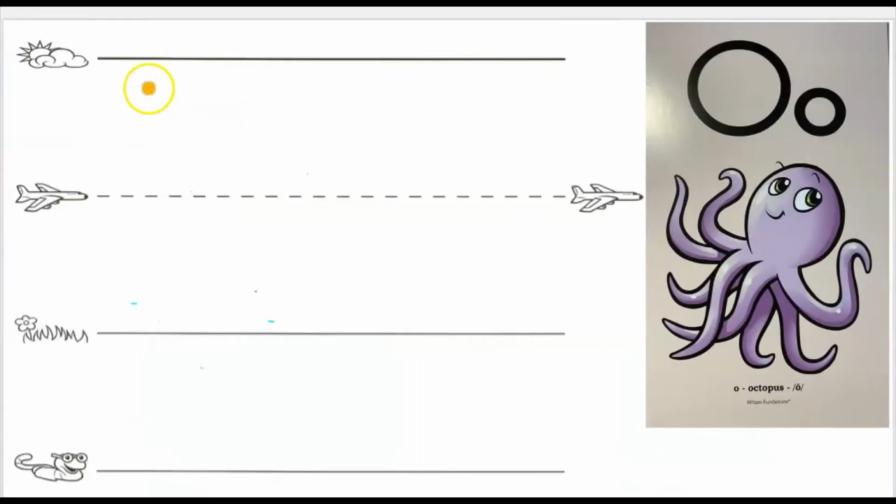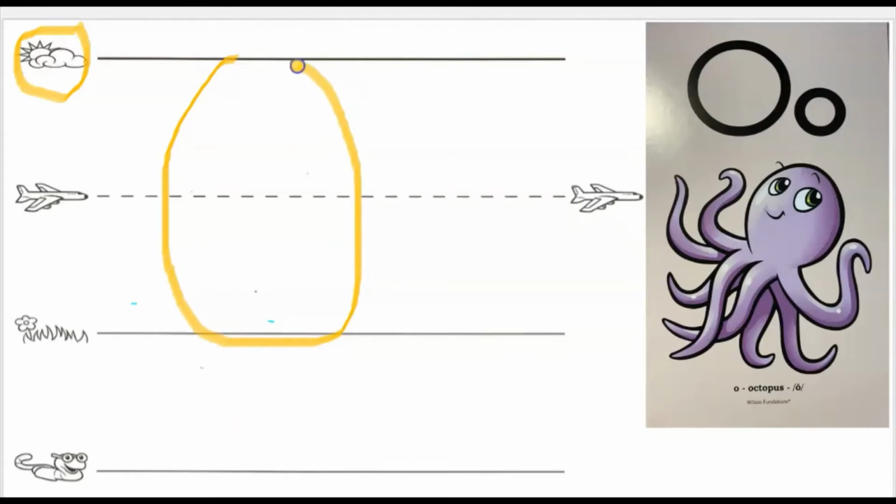All right, let's practice an uppercase O. We're going to start on the skyline. And when we look at an O, it looks like the shape of a circle. And we know circles are all curves. So when we start at the skyline, we're going to start immediately doing a curve. We're going to do a curve all the way past the plane line to the grass line. We're going to touch the grass line, and we're going to go back up to the skyline. Your pencil does not need to be picked up.